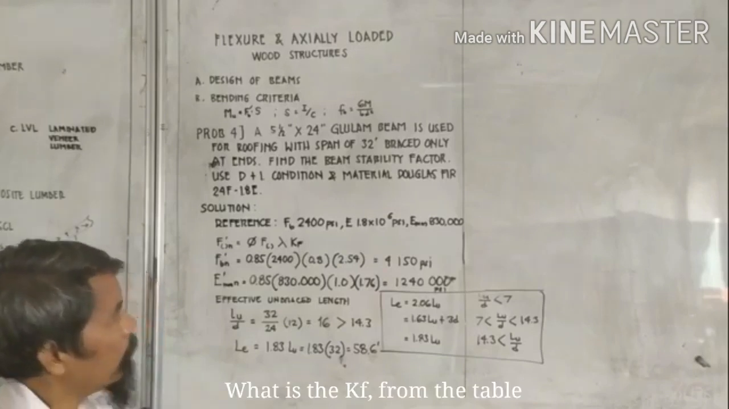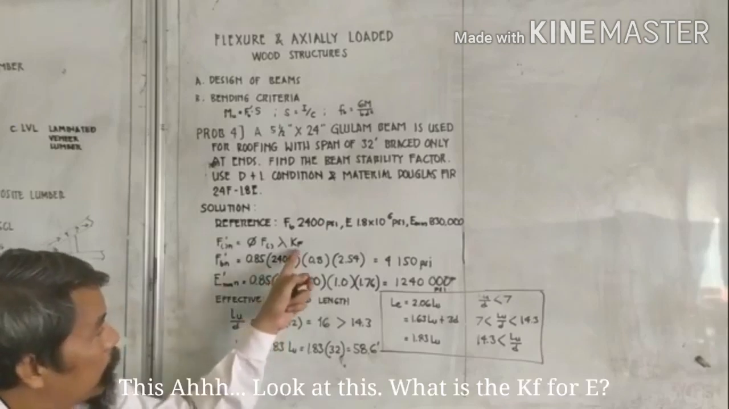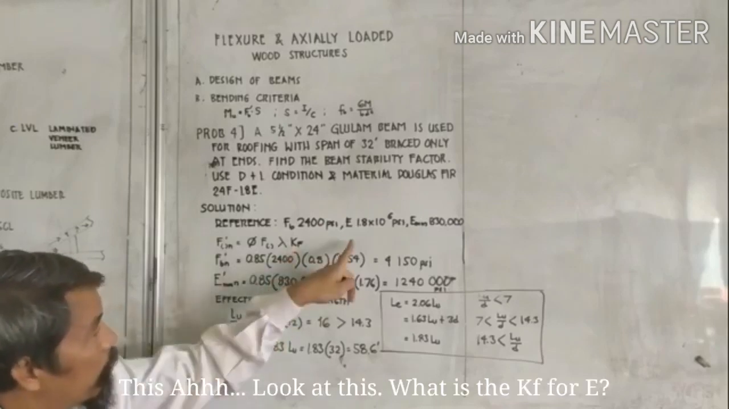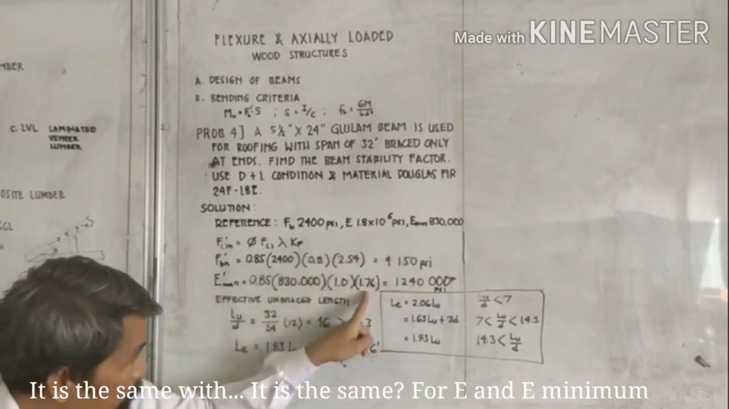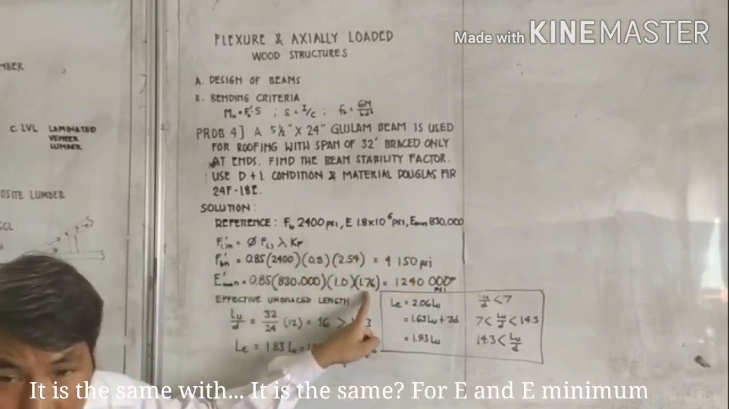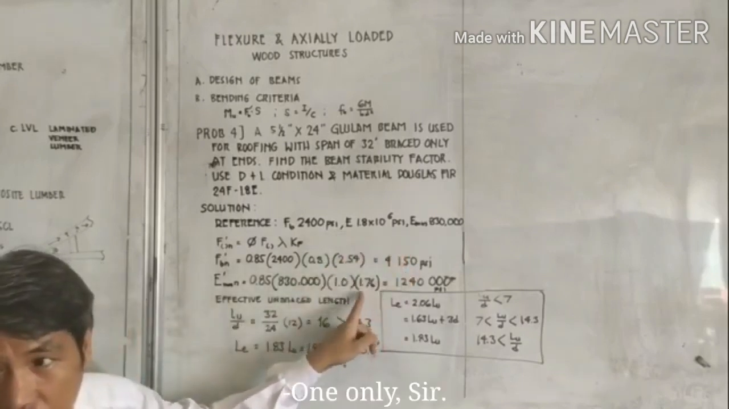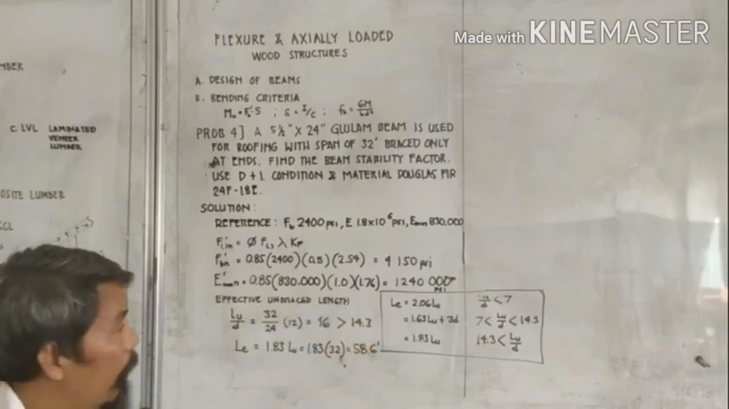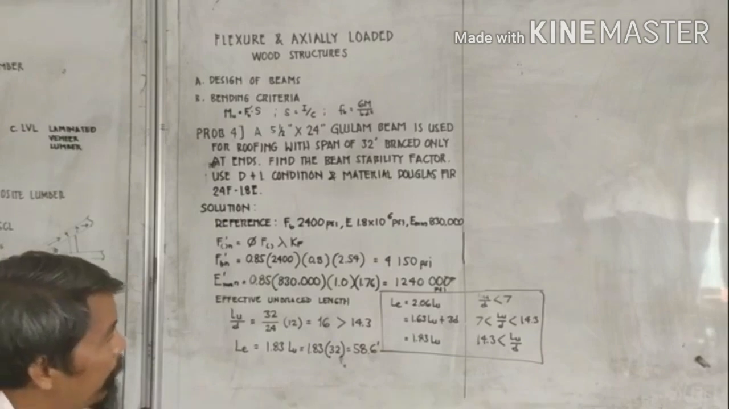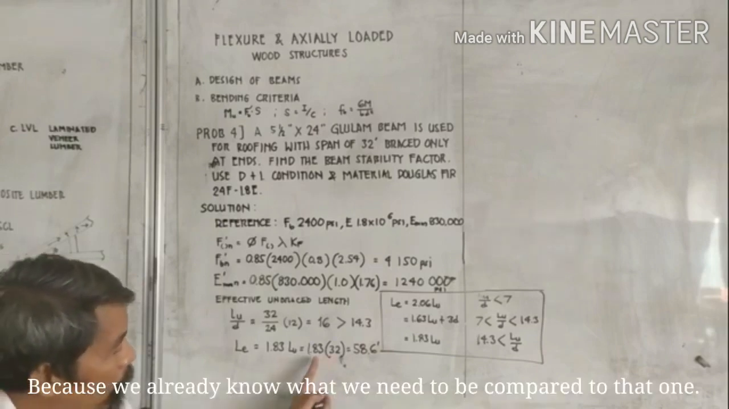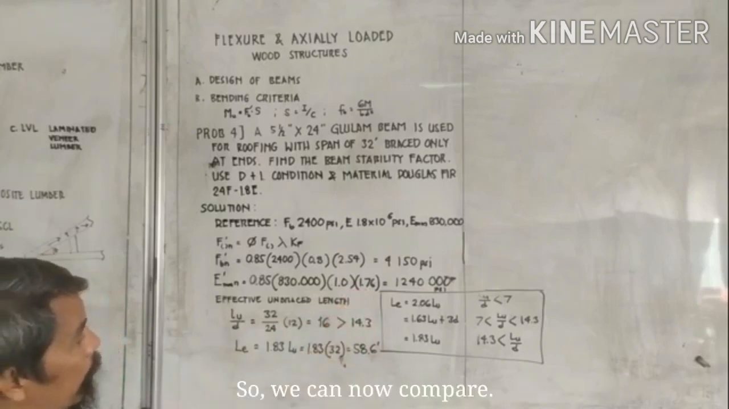Okay, what is the KF? We know from the table. Look at it. What is the KF for E? Is it the same with E minimum? It is the same for E and E minimum. The same. One. So that is one. So therefore, we can now compare because we already know what we need to do.